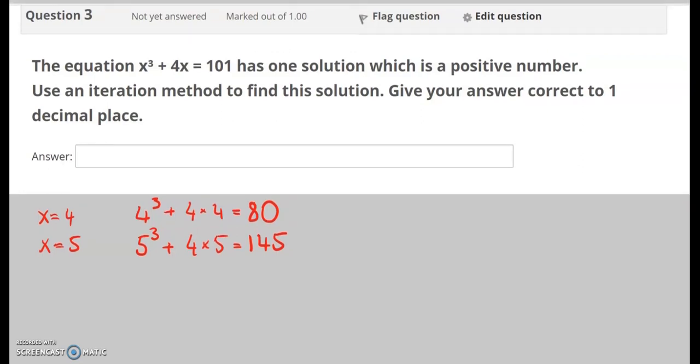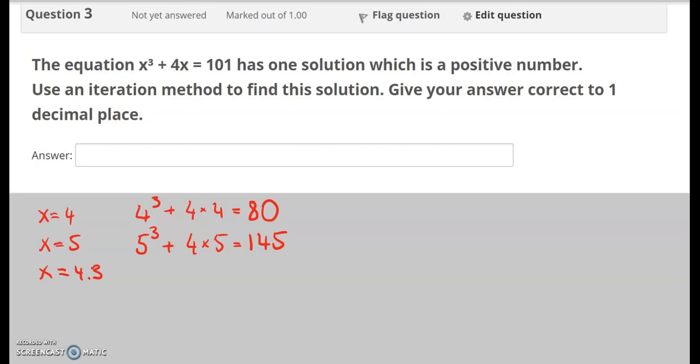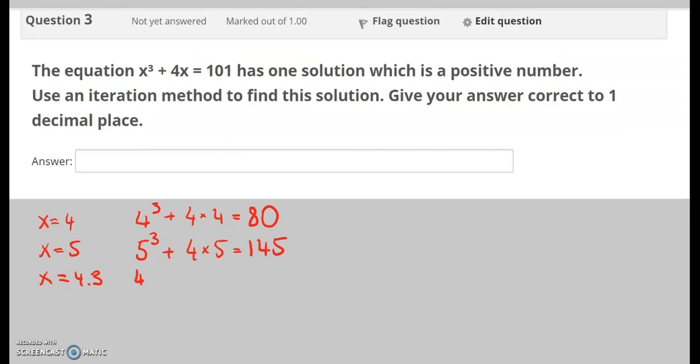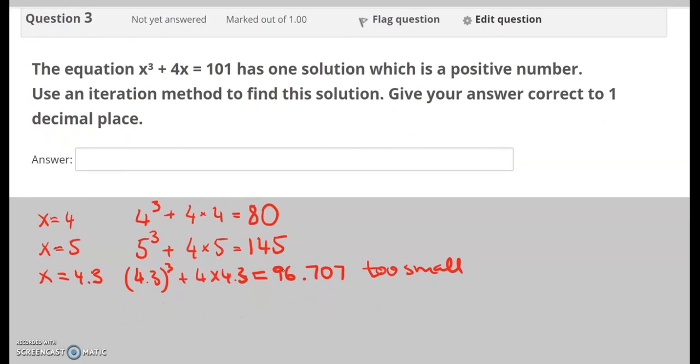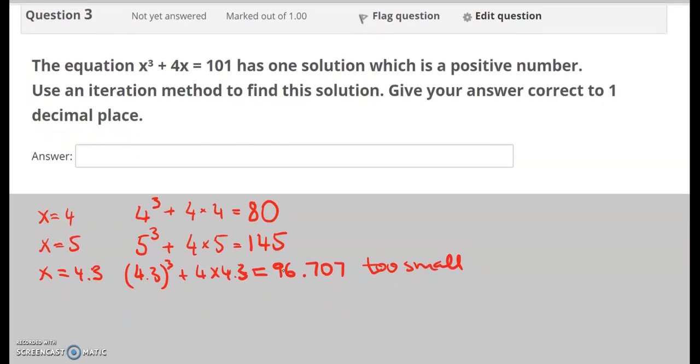So if x is 4.3, we'd have 4.3 cubed plus 4 lots of 4.3, which is equal to 96.707. So this is close now to 101, but it still is too small. So we're going to try a bigger decimal, such as 4.4.